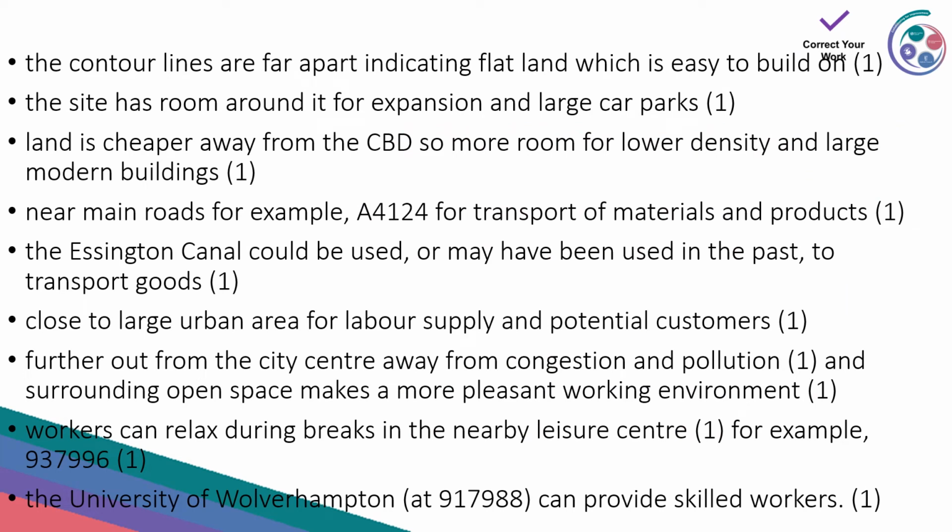And the first thing I'd always advise people to look for is the contour lines. Is the land flat or hilly? So if it's flat, it means it's going to be easy to build on, and you can put in car parks, or you can put in other buildings. The site around the room has room for expansion, which is also good. It's away from the CBD, so it'll be cheaper land to buy. It's near main roads, and they've got a named example of a main road here, the A4124. So that means you can transport materials, and then you can read over this yourself at your leisure to see how you've got on with that.